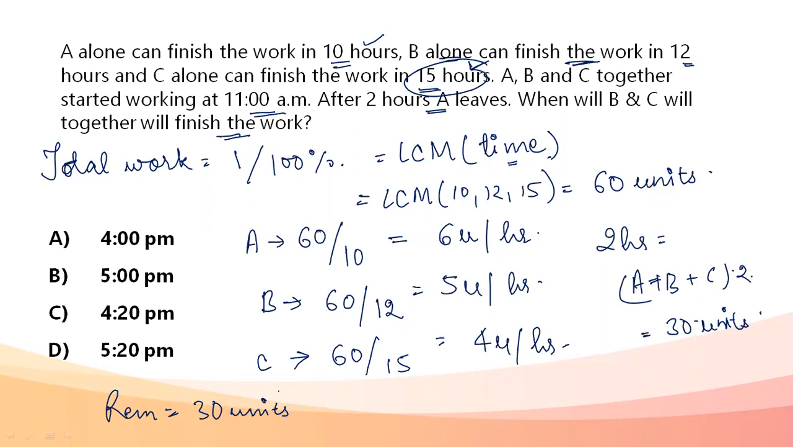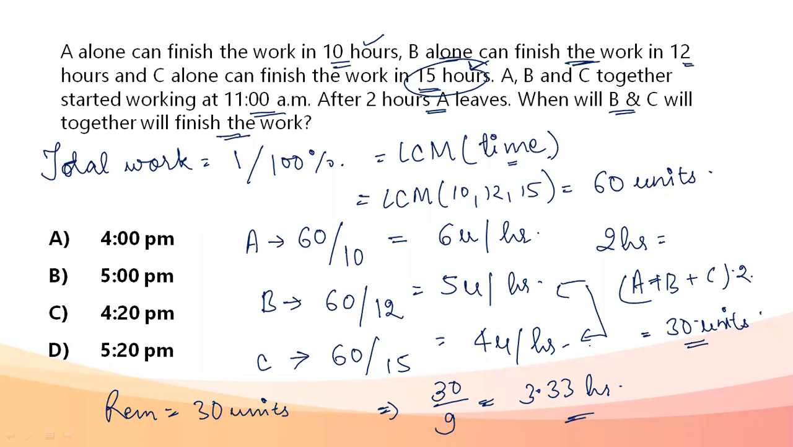Now, since A has left, the only people remaining to work are B and C. If they're working together, they're doing 9 units. Now, if they're doing 9 units and they have to complete 30 units, how much time would they have taken? So, if they have to do 30 units and they are doing 9 units together, time taken by them would be 30 divided by 9 comes out to be 3.33 hours.